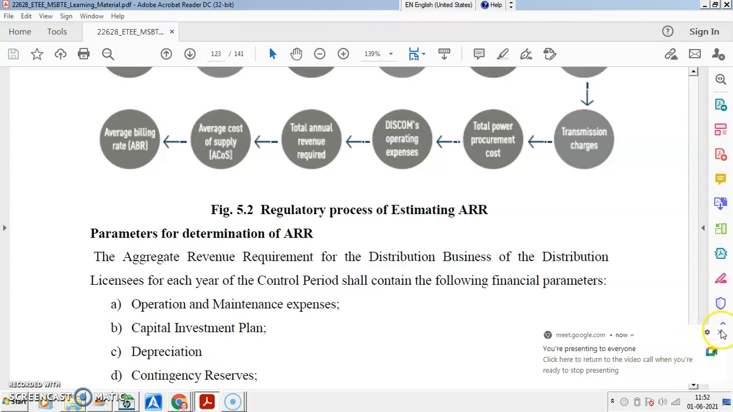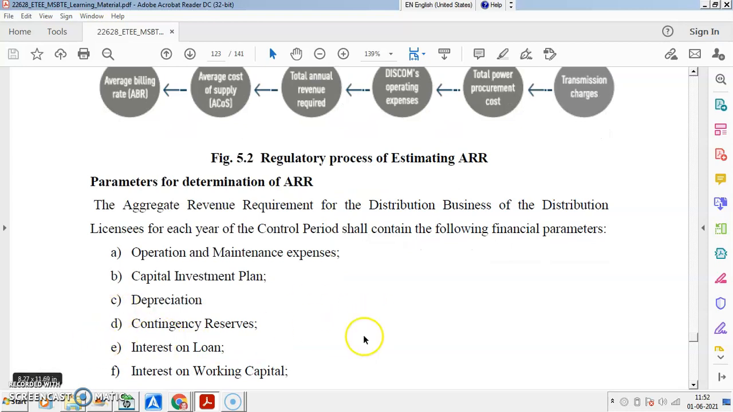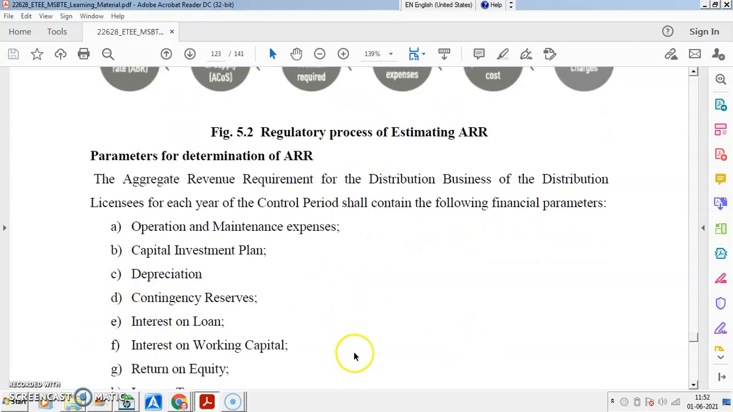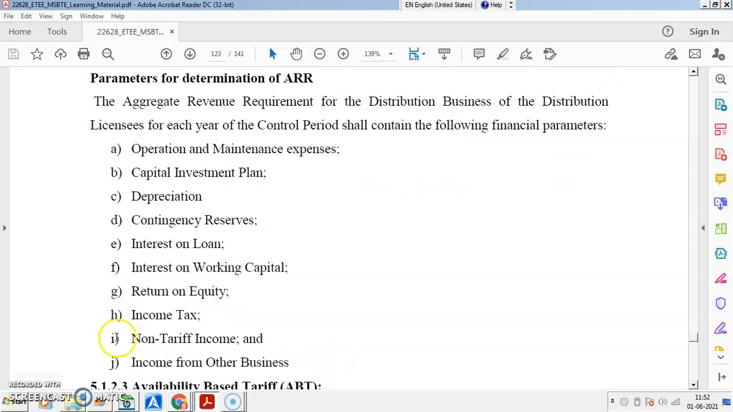So the parameters here are operation and maintenance, capital investment, depreciation, contingency, interest on loan, interest on working capital, return on equity, income tax, non-tariff income, and income from other businesses. This is also considered in ARR, annual aggregate revenue requirement.